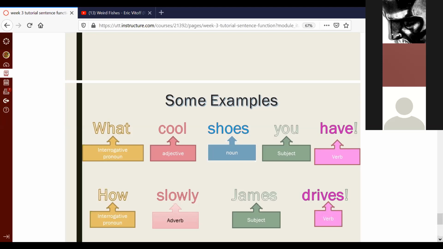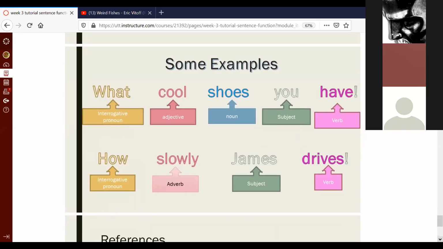Any other example? How slowly James drives. How, interrogative pronoun; slowly, adverb; James, subject; drives, verb. Again, if this was a declarative sentence, it would be: James drives slowly.